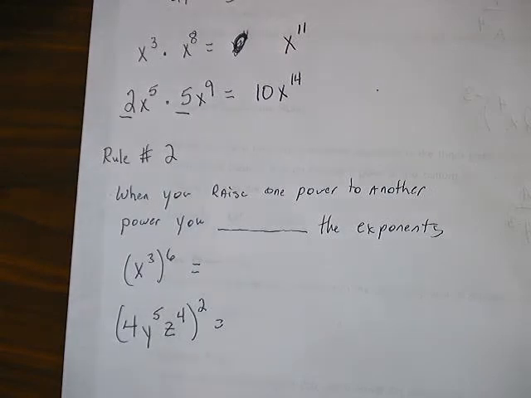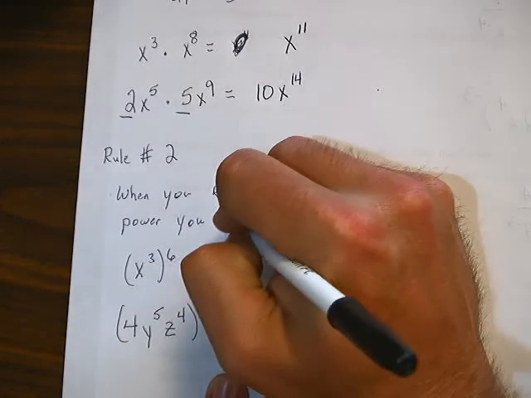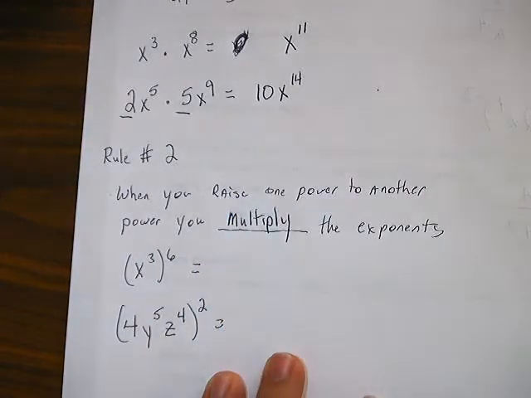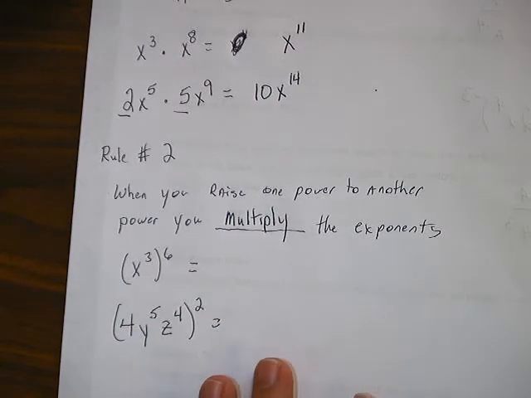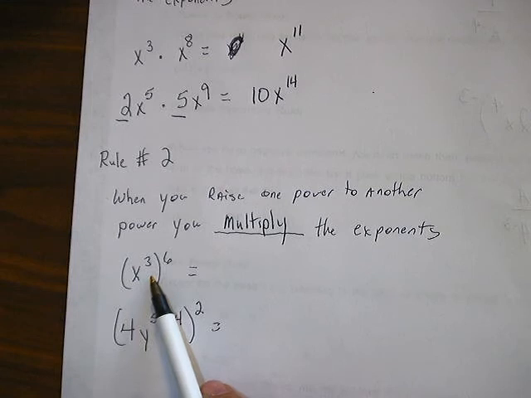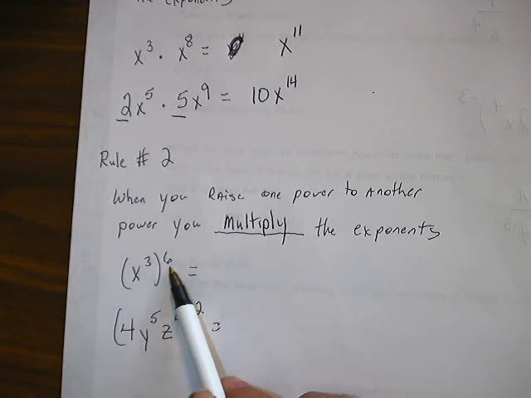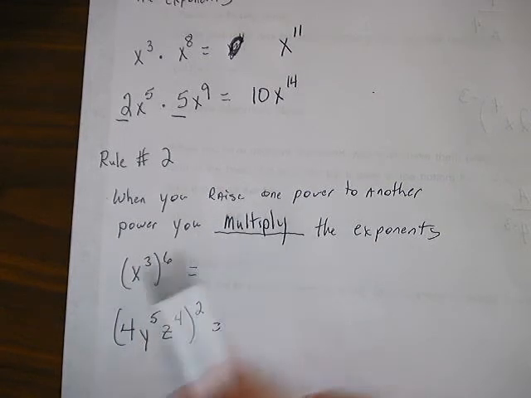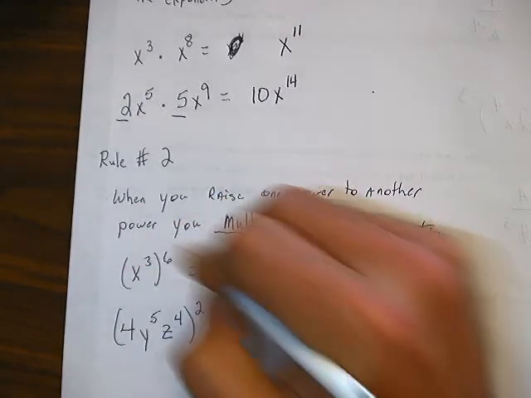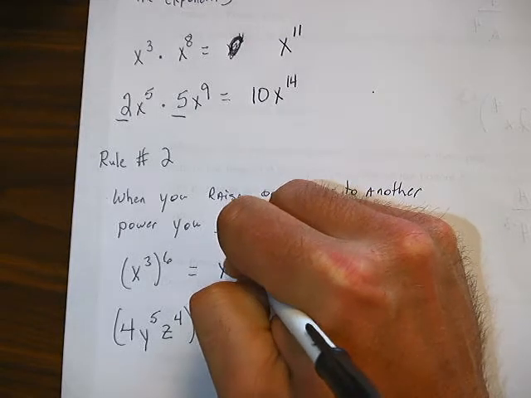Rule number 2. When you raise a power to another power, what do we do with the exponents? We should multiply the exponents. On our first example, we have x to the third power raised to the 6th power. Our rule states we multiply the exponents. So this would be x to the 6 times 3 is 18.